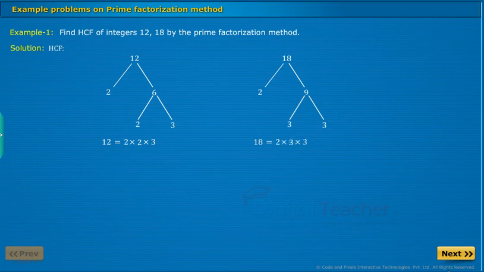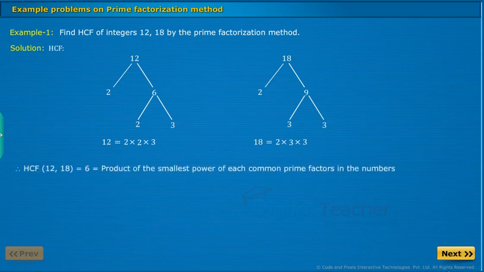It is observed that the highest common factor of these numbers is 6. Therefore, the HCF of the numbers 12 and 18 is 6. That is equal to the product of the smallest power of each common prime factor in the numbers.